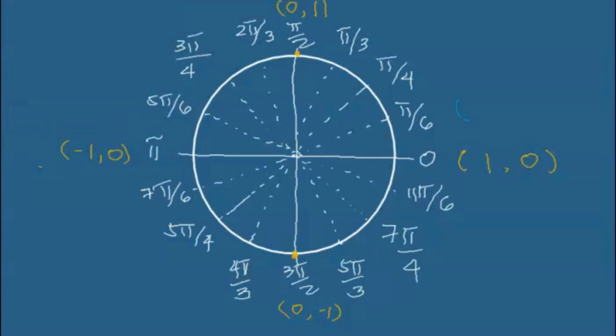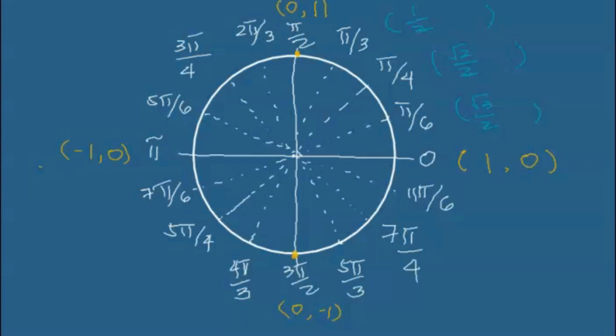Now, for pi over 6, pi over 4, and pi over 3, let's start with that. What you need to remember is that from 0 here, we increase the x. So this is 0, then square root of 1 over 2, and then square root of 2 over 2, and then square root of 3 over 2. And then 1 is square root of 4 over 2, which is 2 over 2, which is equal to 1.